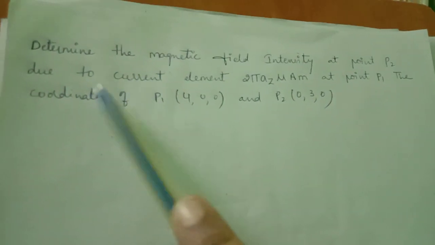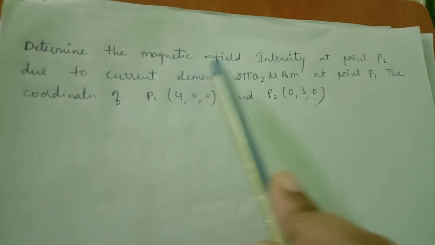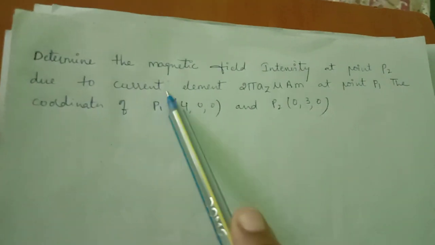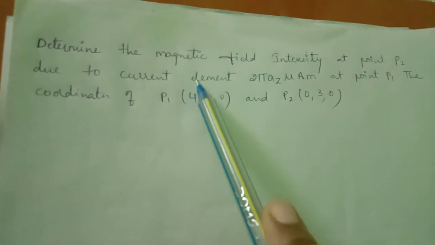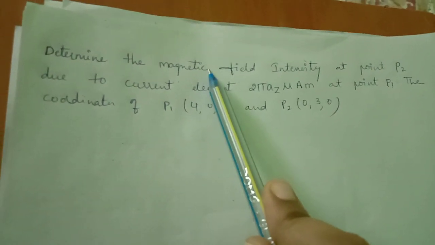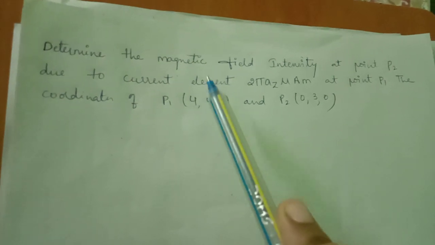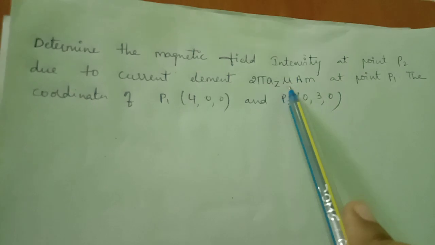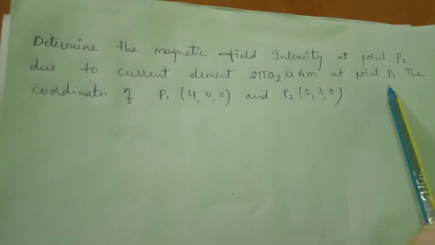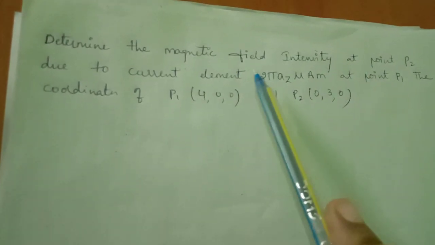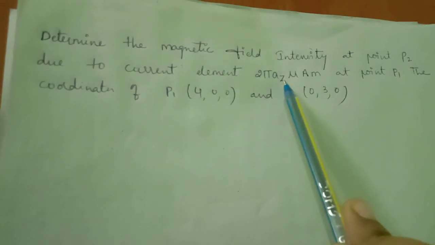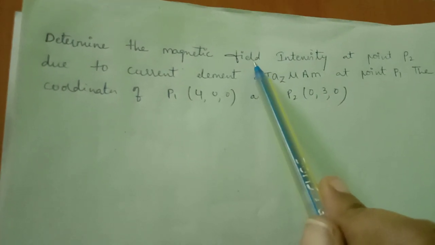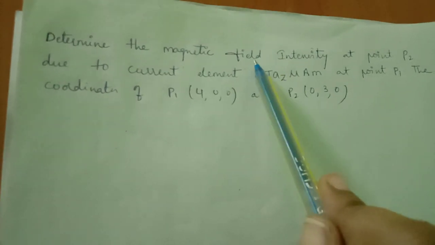See here what the question they have asked is: to determine the magnetic field intensity at some point P2 due to the current element. Due to a current carrying conductor, a magnetic field intensity has been produced. What is the current element they have given? Its value is 2 pi Az microampere meter at point 1. At point 1 we have a current element of this value, and due to this, a magnetic field has been produced at point 2. So we have to determine that magnetic field intensity.